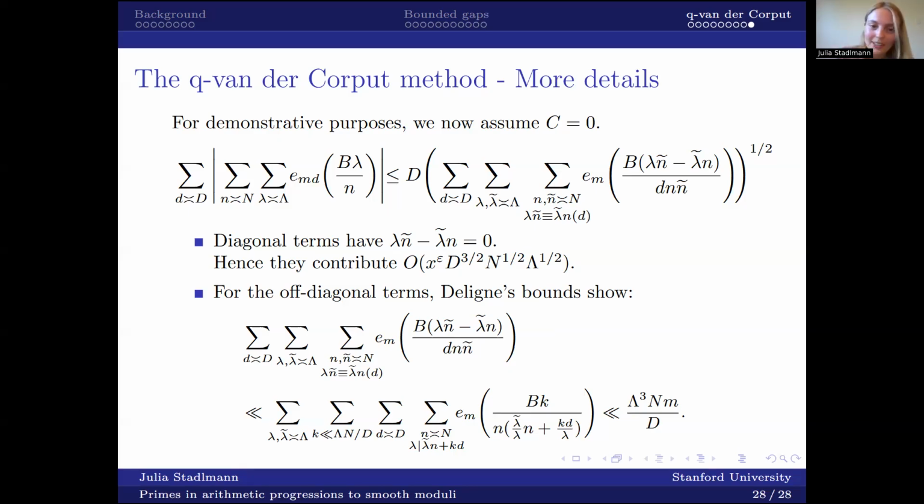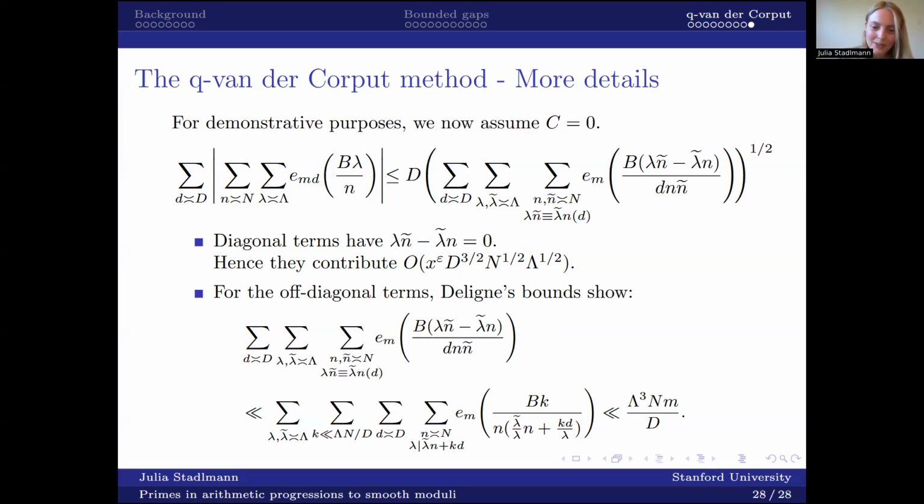And so we get that it's equal to 0 if we fix lambda and fix n tilde. And then we only get x to the epsilon choices for lambda tilde and n because it has only x to the epsilon divisors. And so that means we have lambda choices here, n choices here, d choices here, and then an extra x to the epsilon, which gives the before mentioned diagonal term t to the 3 half n to 1 half times lambda to 1 half. Okay, so this is the diagonal term.